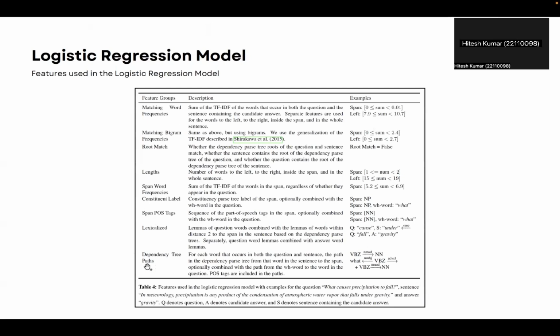So these are the particular features that they have used in the logistic regression model. Some of the features include the matching word frequency, matching bigram frequency, root match, the length of the word, span word frequency, and POS tags that they have used, some lexical features, and the dependency tree path. All these are the most important features that the model is being trained on.